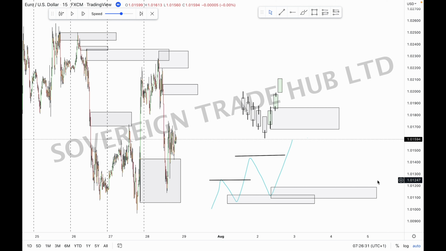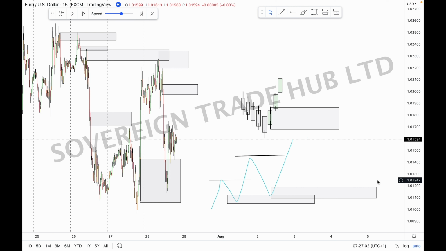So what's an unmitigated zone? An untapped zone or an unmitigated zone is a zone that has not been stepped into by price action. And what's a mitigated zone or a tapped zone? A mitigated or a tapped zone is a zone that has been stepped into by price action.